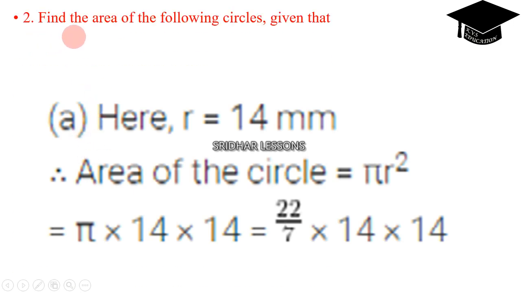Question number 2. Find the area of the following circles. Okay. Given that radius is 14 millimeters. So here r equals 14 millimeters. Area of the circle is pi r square. So pi into 14 into 14, that is r square. The value of pi is a constant, 22 by 7. Okay, 22 by 7 into 14 into 14.